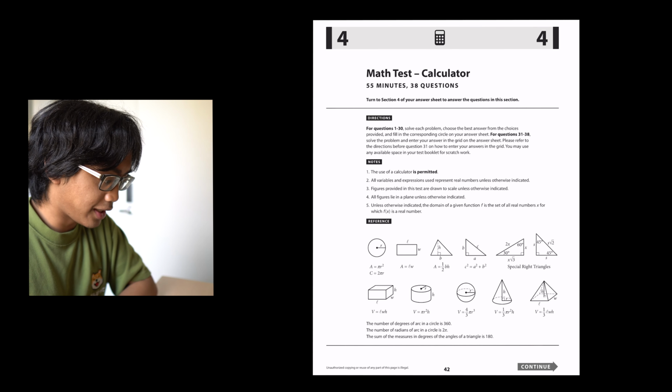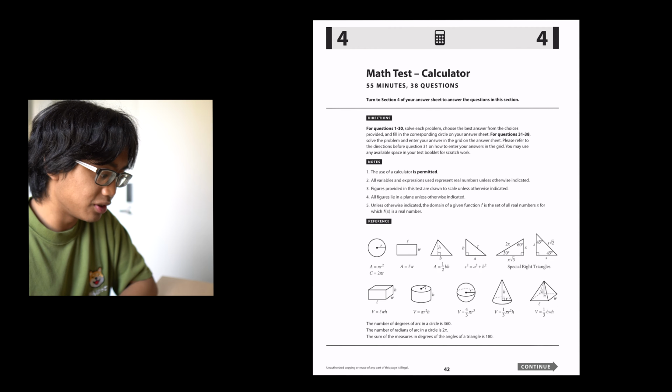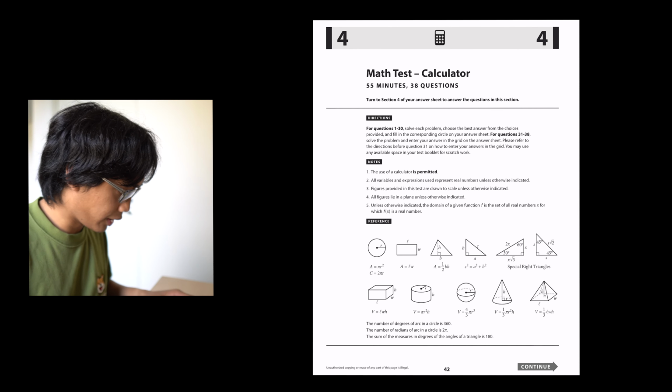So I would say I know a thing or two when it comes to the math section of the SAT. So today you guys can come along and watch me actually walk through the math section and answer all the questions so you can get a sense of my thought process and how I approach these questions. So let's get right into it. All right, so math test calculator, 55 minutes, 38 questions, which means we have a little bit more than a minute per question, but 55 minutes is a really long time, so hopefully we get things done a little bit quicker than that. So let's get right into things.